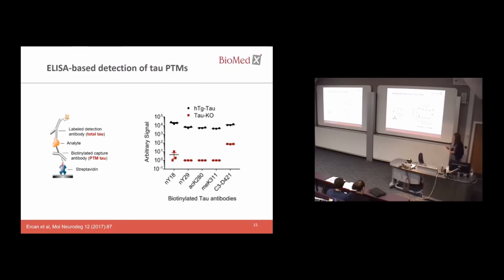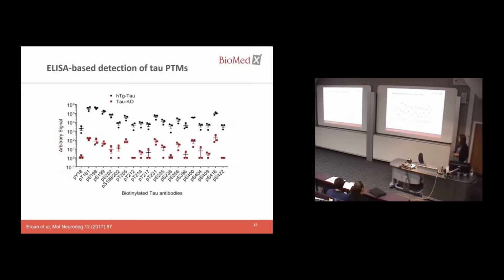Doing this, we found, again, with human transgenic tau mouse brain and tau knockout mouse brain for controls, that most of these antibodies had very low background signal in the knockout, and we got a decent signal from the transgenic mice. A similar picture emerged for the phospho-tau antibodies, although many of them have a variable baseline, so there is some background signal here, but we still think the assay window is large enough to allow for detection of the modified species.